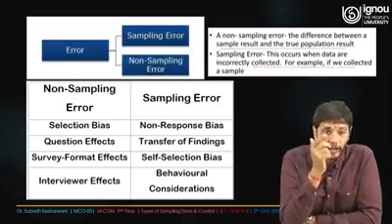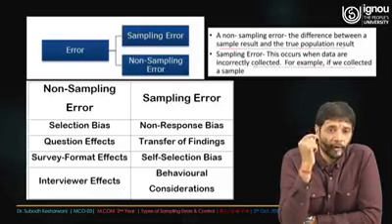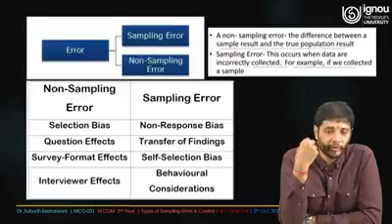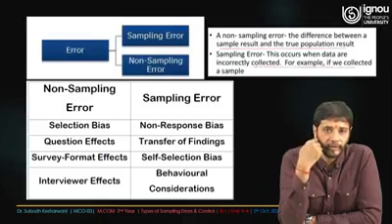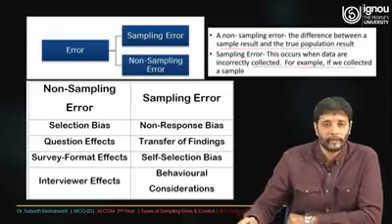So non-sampling errors, if you talk about them, include selection bias, question effects, survey format effects, and interviewer effects. Whereas sampling error includes non-response bias, transfer of findings, self-selection bias, and behavioral considerations. So what we have observed is that there is a difference between sample results and true population results. And when talking about non-sampling errors, this occurs when data are incorrectly collected. For example, if you collected a sample and then a problem occurs.